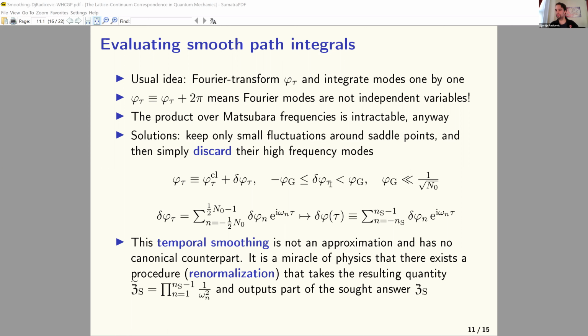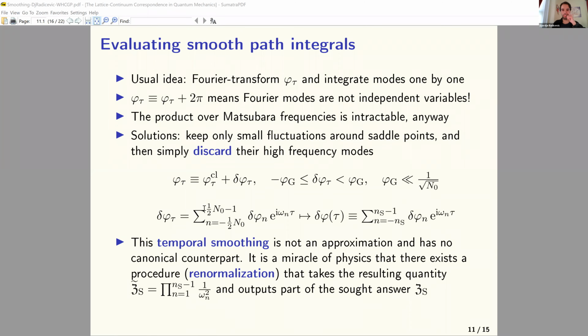You will get some ugly expression from which you can extract, if you're powerful enough, the universal part, and that universal part will match the sought after answers, or at least the universal part thereof. I will not go through the details of how to do this renormalization. This is the stuff that you can read in any condensed matter textbook: how to get from this sum, where there is an infinity here, oh, sorry, a product like that, to a universal answer.